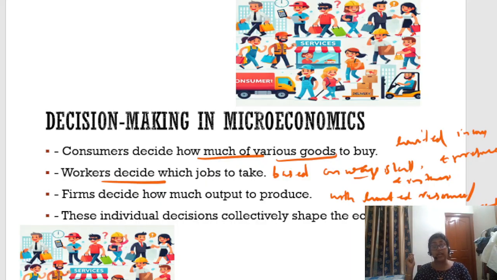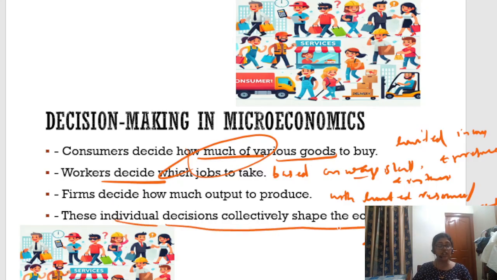Firms need to make decisions on what to produce and how much output to produce on the basis of limited resources or raw materials and the demand of the product. Based on demand, availability of raw materials, and market trends, they have to make decisions. These individual decisions collectively shape the economy. The decision-making power of these individual units helps us determine how the economy functions.